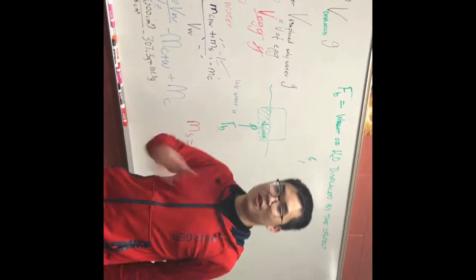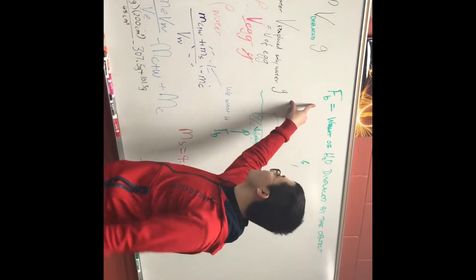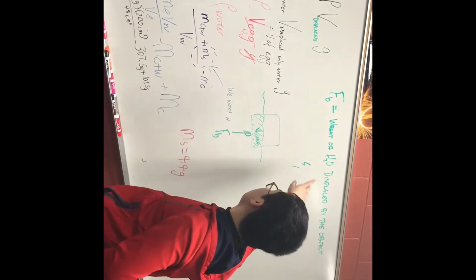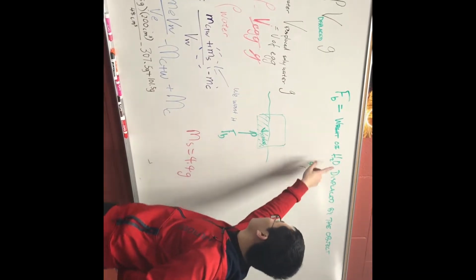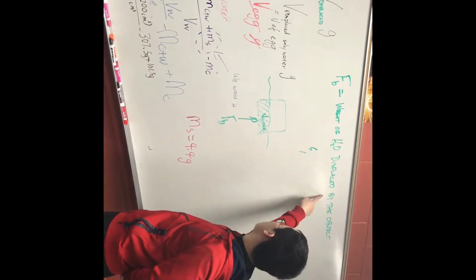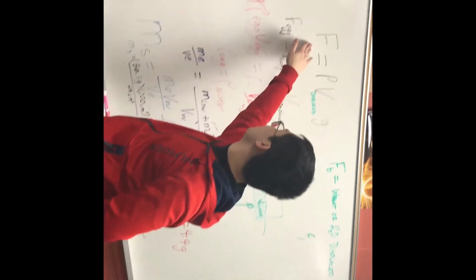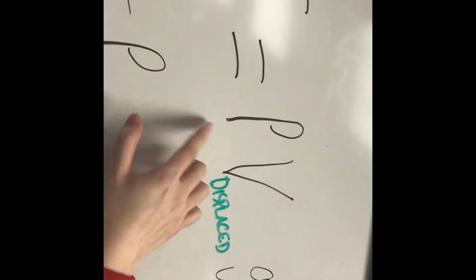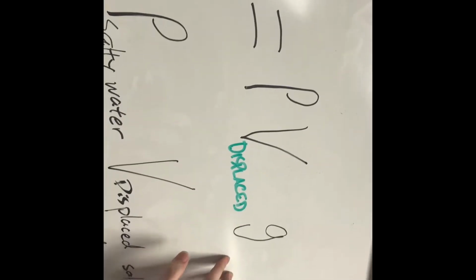Today we are going to demonstrate the buoyant force. For the buoyant force, the equation from the book says the buoyant force equals the weight of the water displaced by the object. The equation looks like this: F, the buoyant force, equals the density of the water times the displacement of the water times gravity.